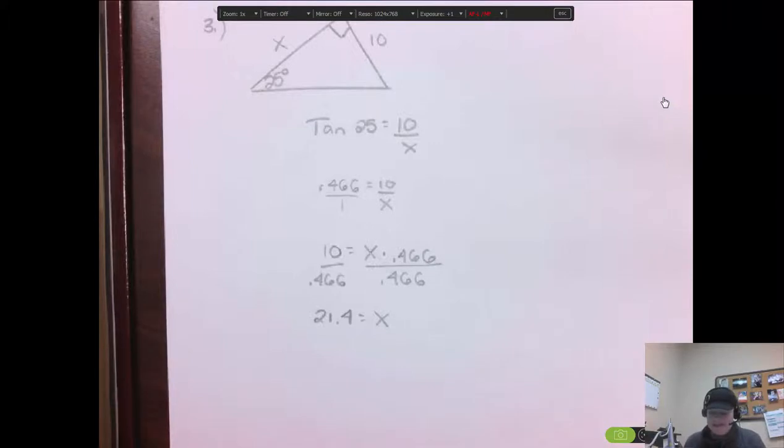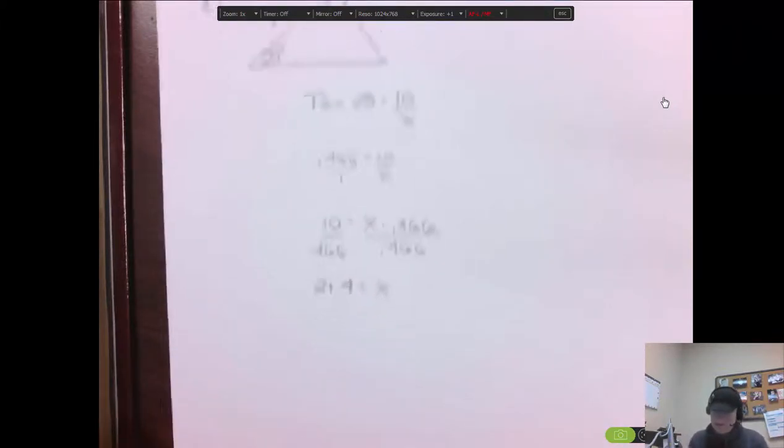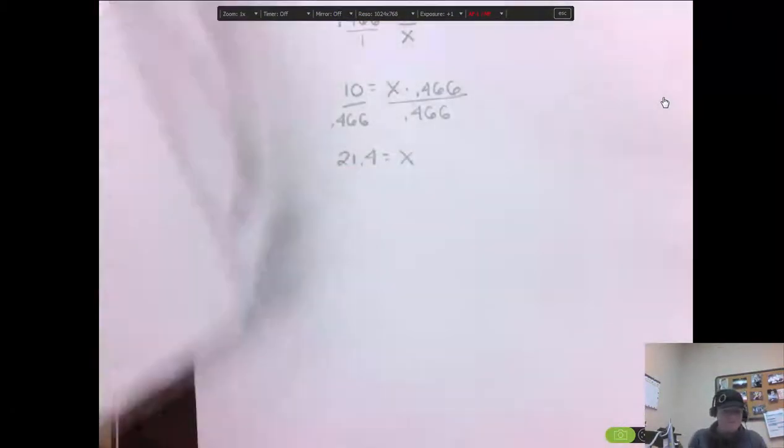Okay, so tangent, cosine, sine, it doesn't matter which one you use. And sometimes you can use more than one in one problem, and that's good too. Now, what happens if we don't know the angle? So these ones are harder.